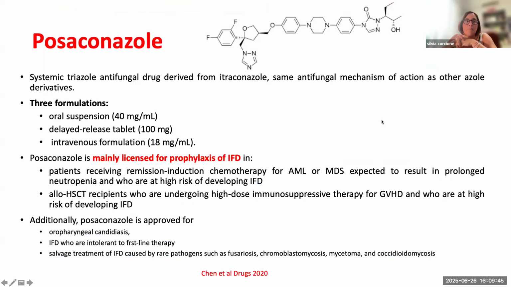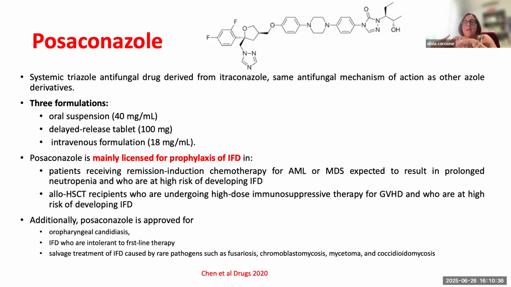So let's move a little bit deeper into the characteristics of posaconazole. Posaconazole is a systemic triazole antifungal drug, derived from and really similar to itraconazole, so it has the same antifungal mechanism of action as other azoles. And posaconazole has three formulations. We can use the oral suspension, the delayed release tablet, or the intravenous formulation. And this is quite interesting because we will see later in this presentation that pharmacokinetic characteristics are really different in those three formulations. So we have to consider which type of formulation we use to adapt antifungal prophylaxis and treatment.